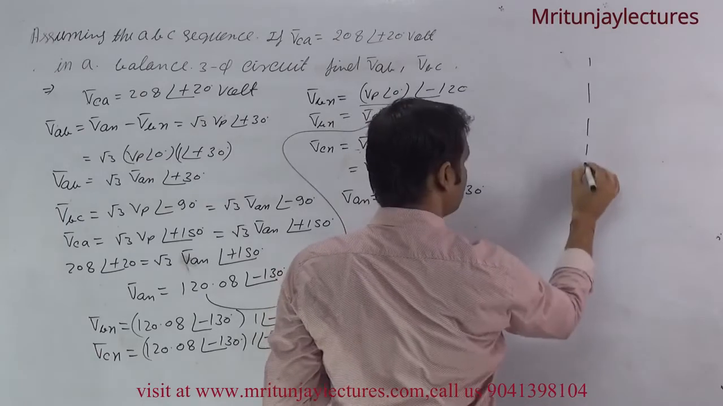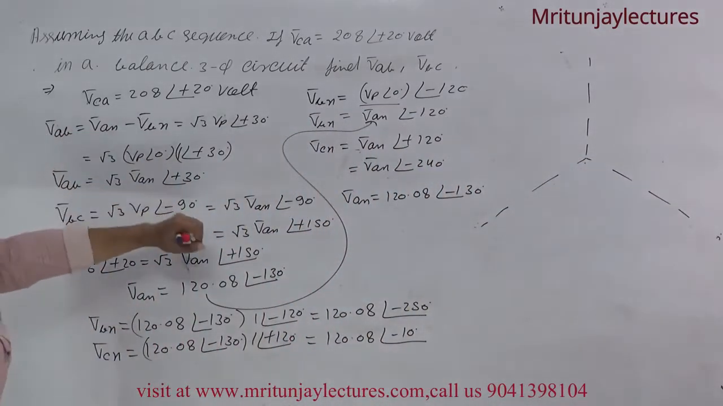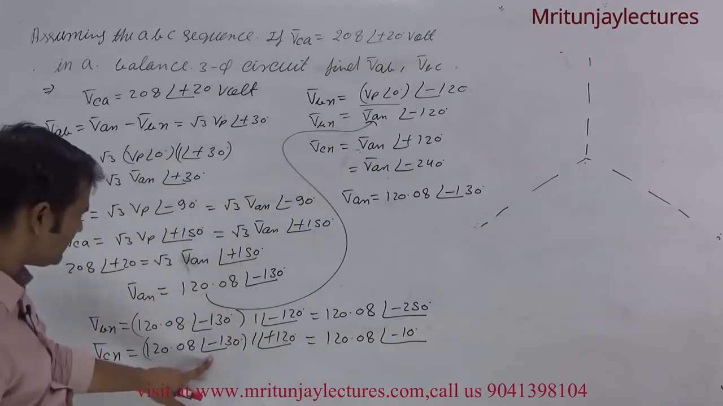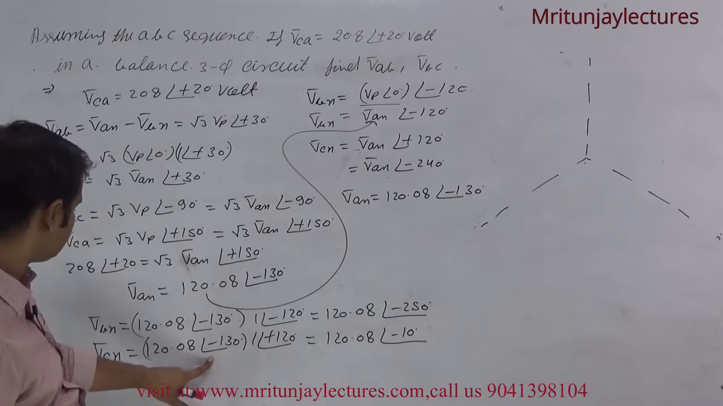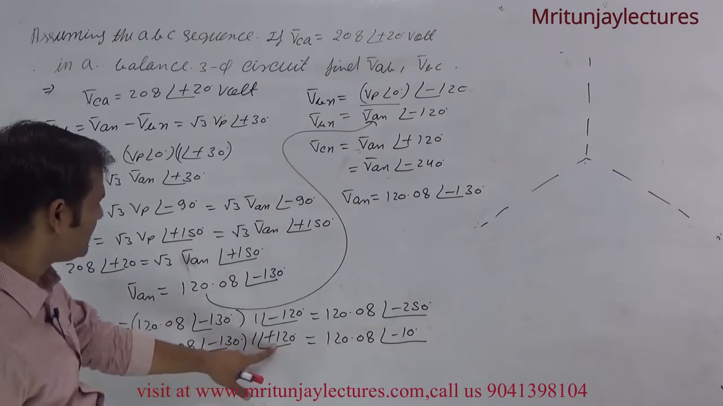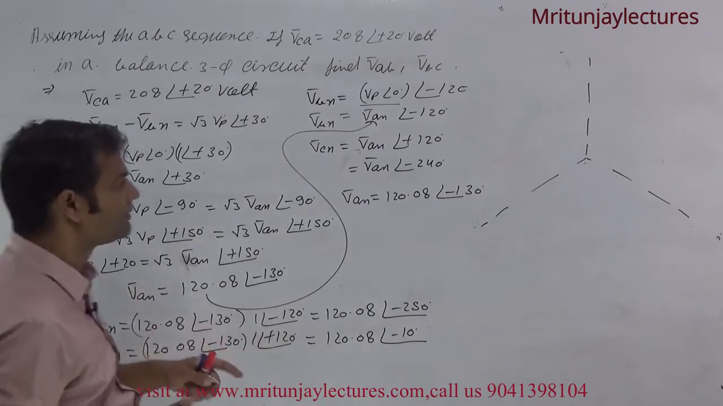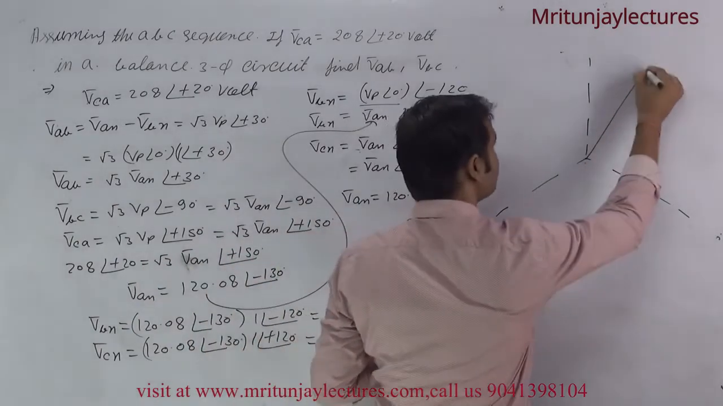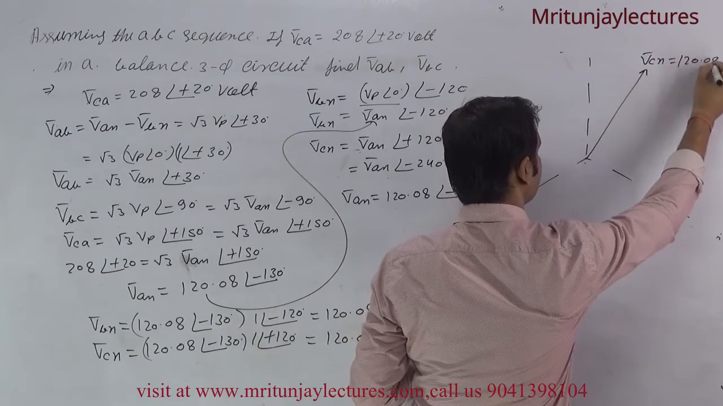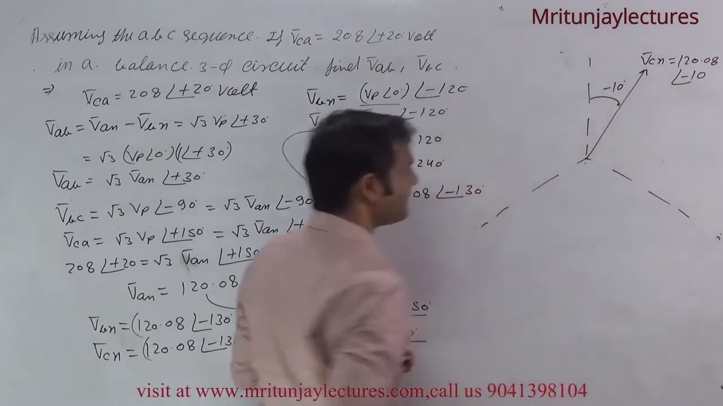Now, clear? Now, minus CN is CN 120, clear? That is minus 10, clear? Now VCN, first of all, VCN is written as 120.08 at the angle minus 10. Okay, clear? Minus 10 degree.